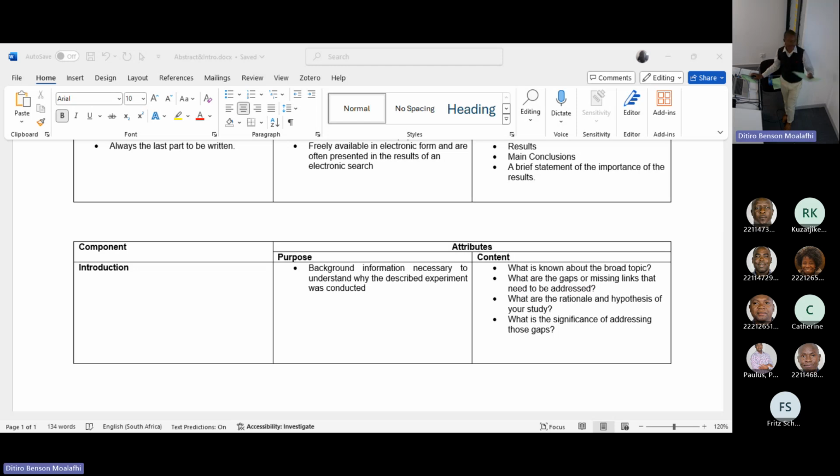And of course, we always talk about the hypothesis of the study, which may not necessarily be stated explicitly, but we can actually pick it from the introduction itself. So what are the main elements?